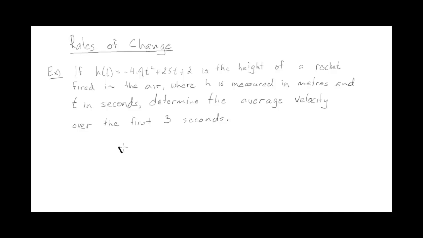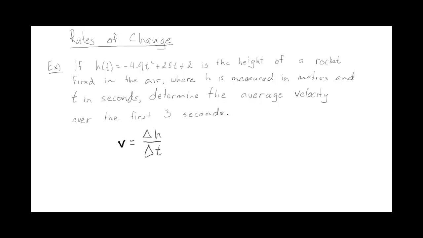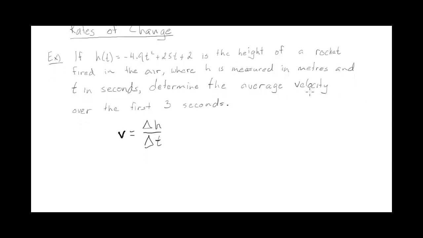So velocity is equal to the change in h over the change in t. If you were to graph the position function, then the velocity would just be represented by the slope of the secant or the tangent, depending whether it was average or instantaneous. So in this case, we're looking at the average velocity. Anytime you want the average velocity, you need an interval over which you're going to be calculating it. So we need an interval of time.